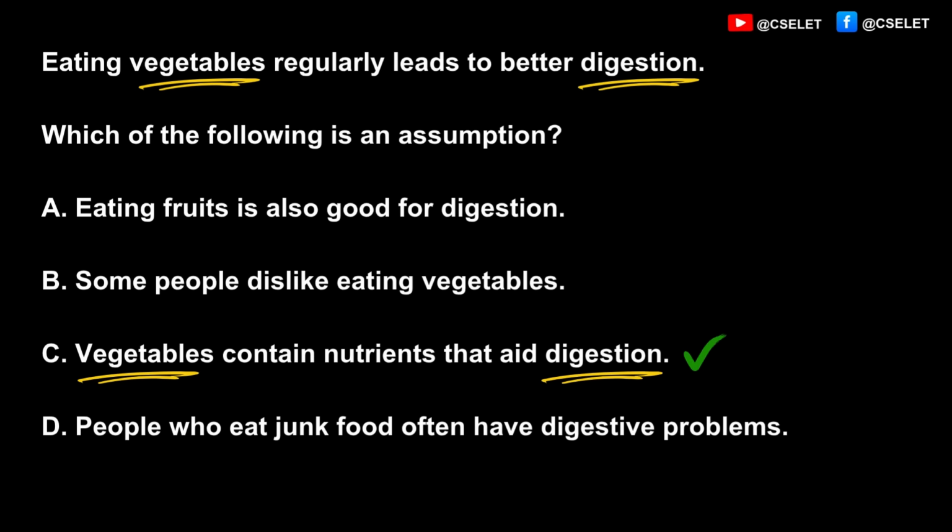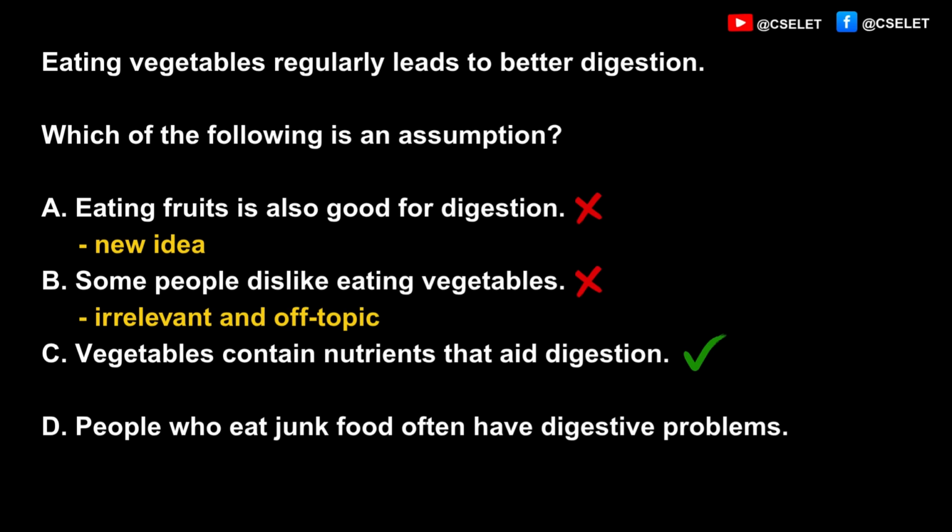Alamin natin kung bakit sila mali. Letter A. Eating fruits is also good for digestion. Mali ito kasi it introduces a new idea, eating fruits. Hindi naman nabanggit yung fruits sa original statement. So therefore, this is not an assumption. Letter B. Some people dislike eating vegetables. This is wrong because it's off topic. Hindi natin pinag-uusapan kung gusto ba ng tao kumain ng gulay or hindi. So therefore, this is not an assumption.